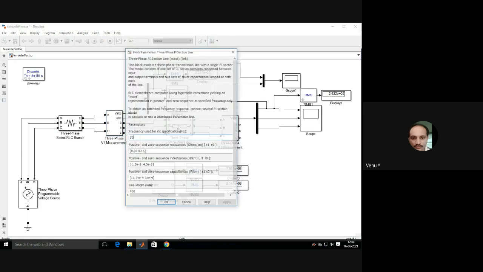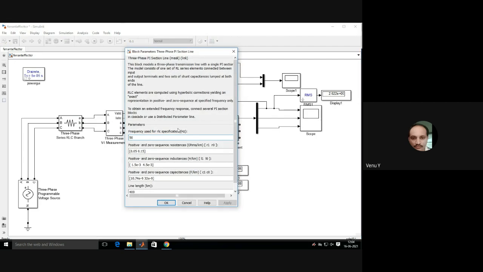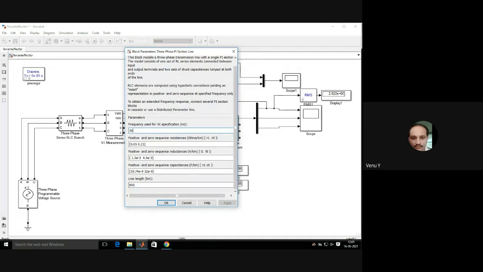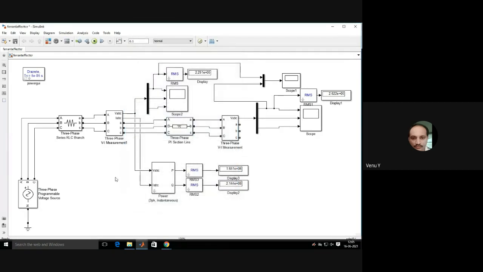And now this is the nominal pi model. Power frequency 50 Hz. This is the positive sequence resistance 0.02. Zero sequence resistance is 3 times the positive sequence resistance. Similarly, inductance and capacitance also, positive into 3 times, you will get the zero sequence. And line length I have given 400 kilometers. You can change this line length.